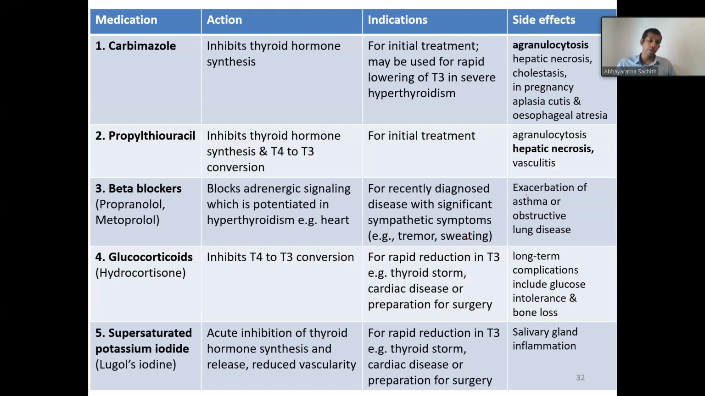And glucocorticoids we don't use in other situations. We only use them in thyroid storm situations, where there is extremely severe elevation of thyroid hormone, to reduce the peripheral conversion. And then the supersaturated potassium iodide, which we get as glucose iodine, also inhibits thyroid hormone release, and is quite useful, especially before surgery, because it reduces vascularity.